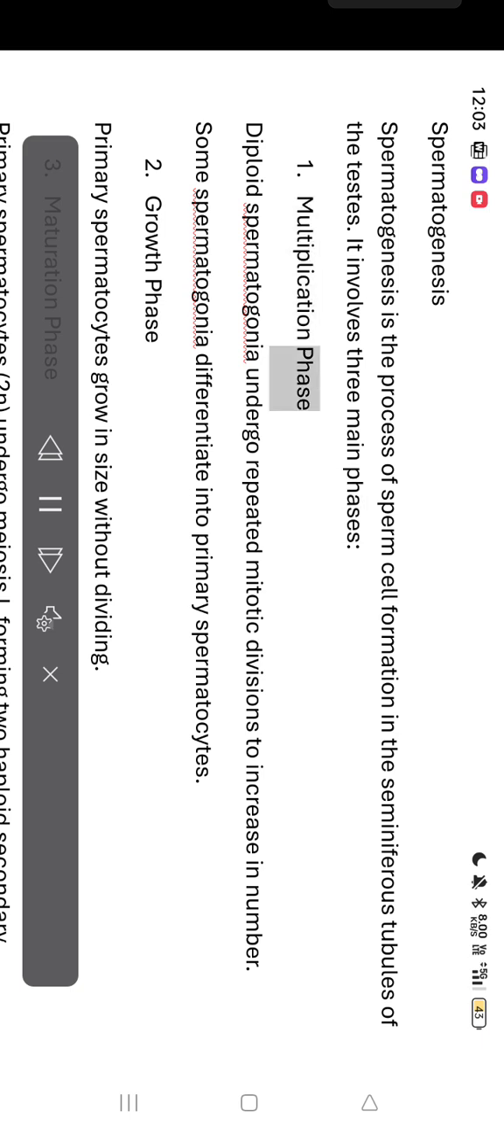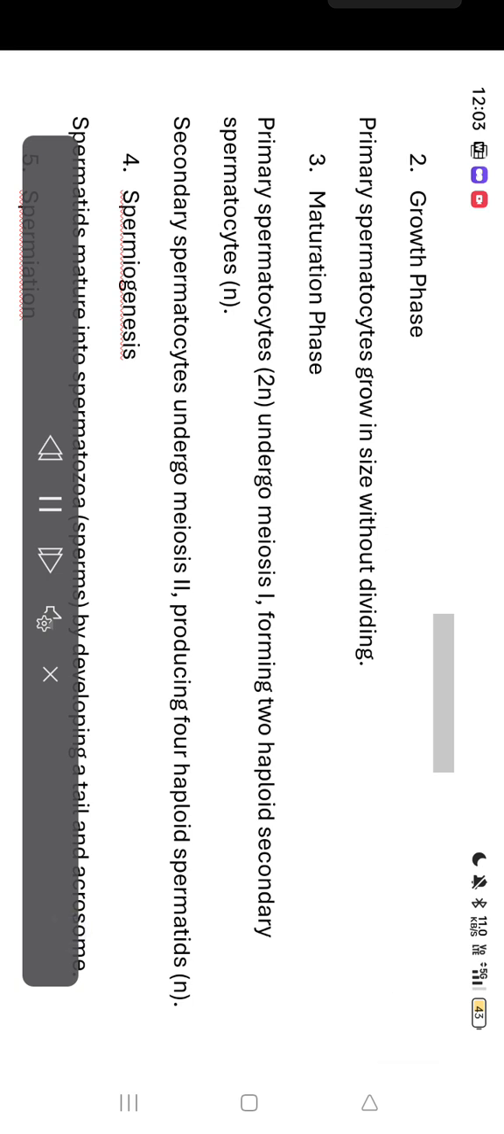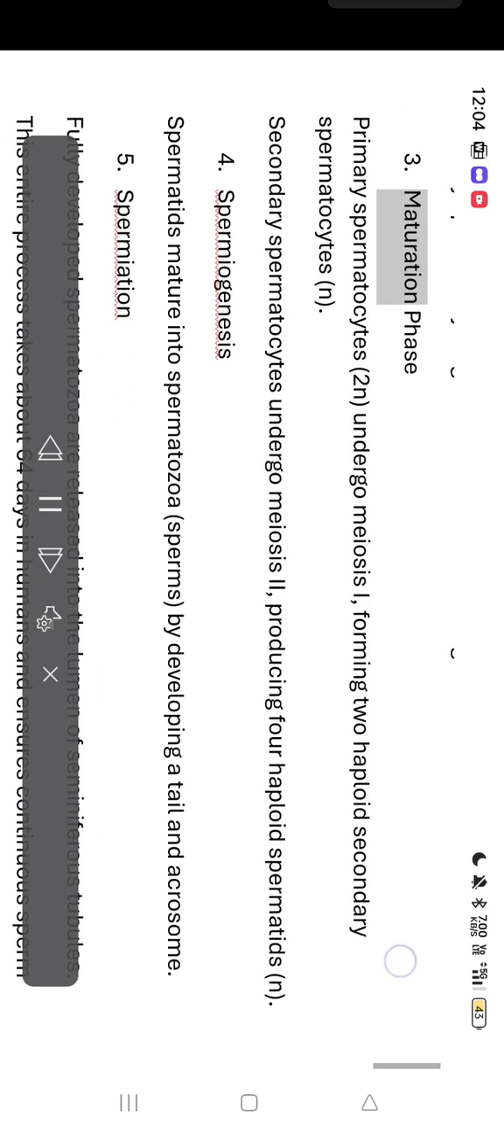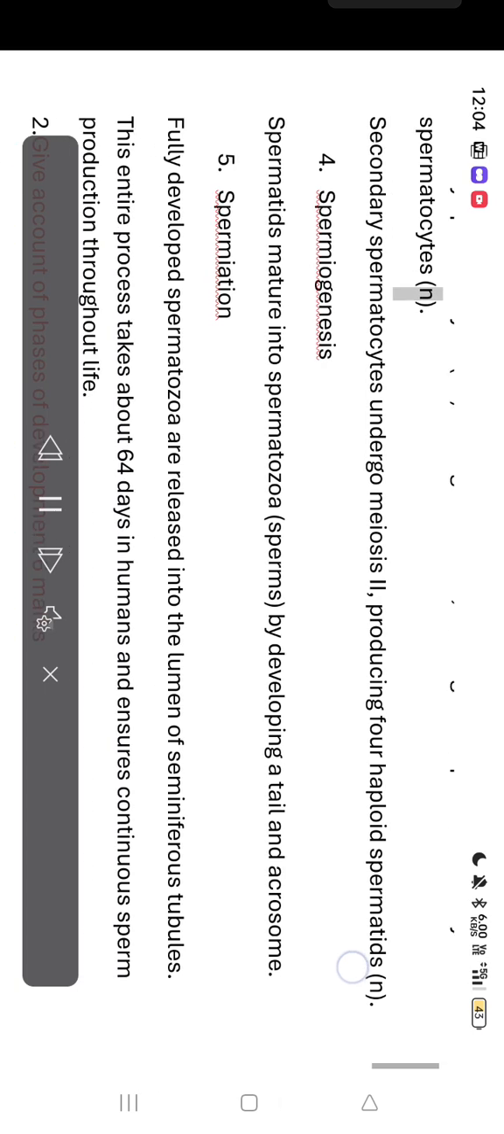Multiplication phase. Diploid spermatogonia undergo repeated mitotic divisions to increase in number. Some spermatogonia differentiate into primary spermatocytes. Growth phase. Primary spermatocytes grow in size without dividing. Maturation phase. Primary spermatocytes, 2N, undergo meiosis I, forming 2 haploid secondary spermatocytes, N.